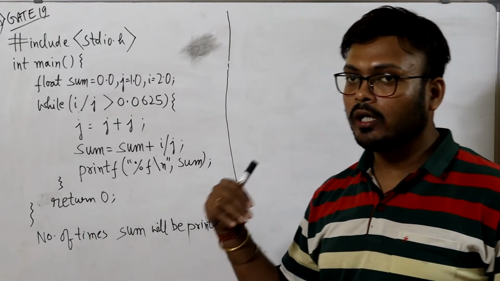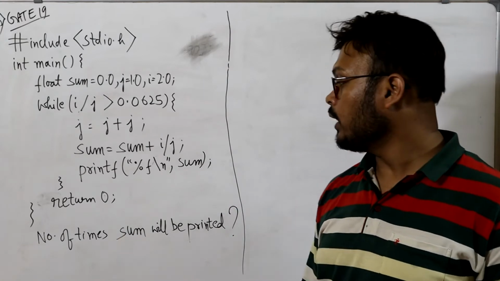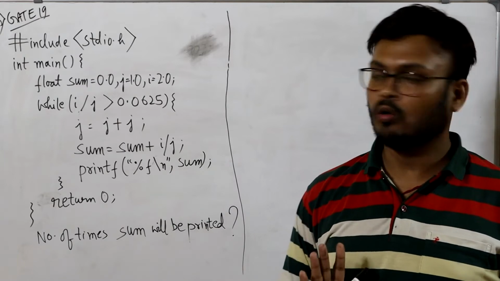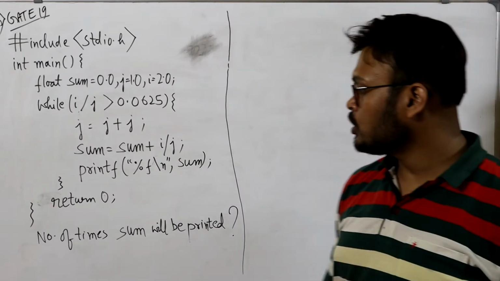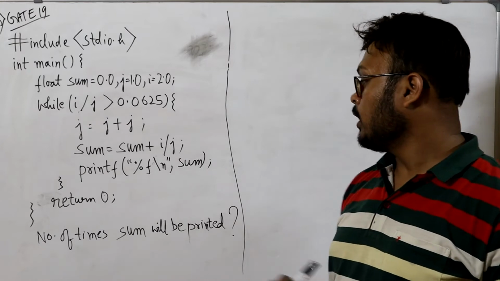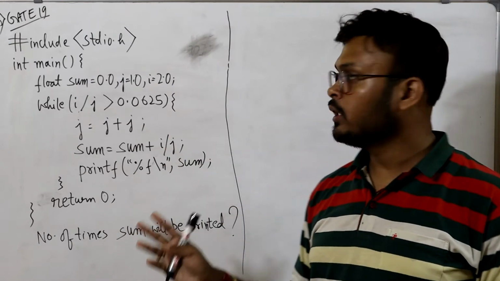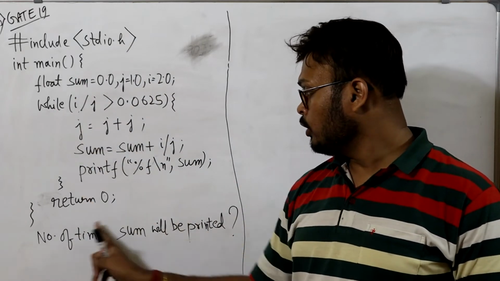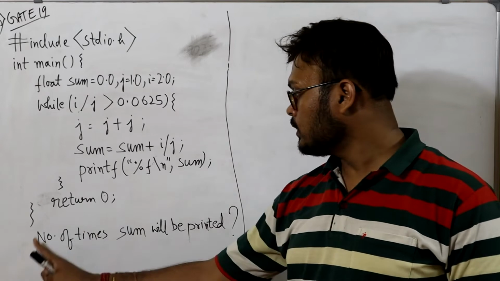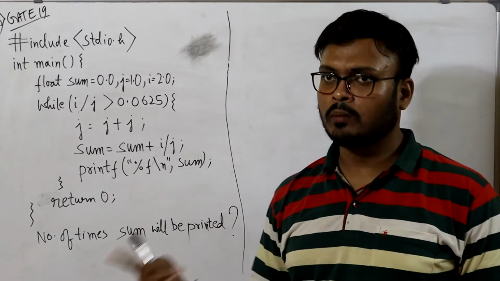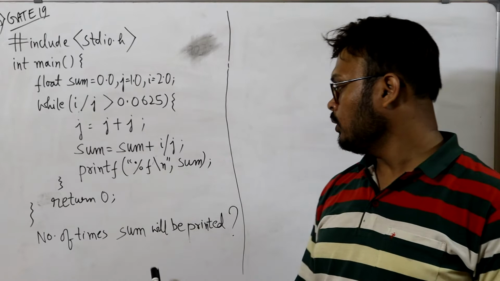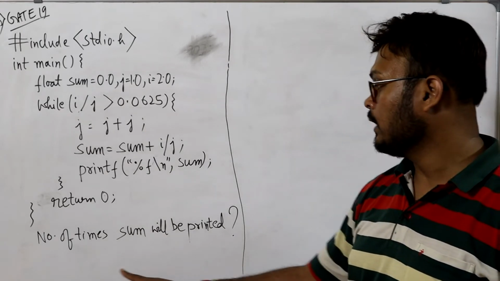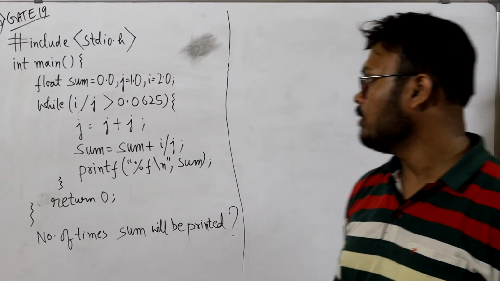It means what? They are not asking the final value of sum. They are asking how many times the value of sum will be printed. Most of the students will make a mistake here. Although they know how to solve this, due to this sentence they may make a mistake. They will just write the ultimate value of sum, but here something different is being asked. They are asking how many times the value of sum will be printed.